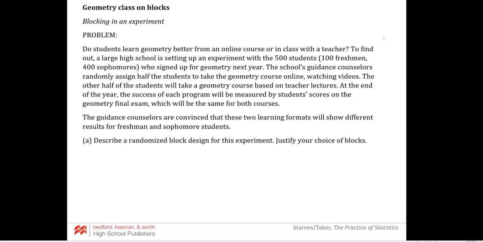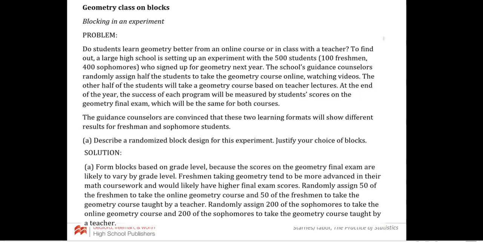So what similar qualities do you see in this group of 500 that you could maybe group or block them by? The new information we have is that there are 100 freshmen and 400 sophomores. So why don't we block by grade level? Does it make sense? First, we're going to split the 500 students into a group of 100 freshmen and 400 sophomores. They're not equal groups, but that's okay. Within each block, we're going to do a completely randomized design.